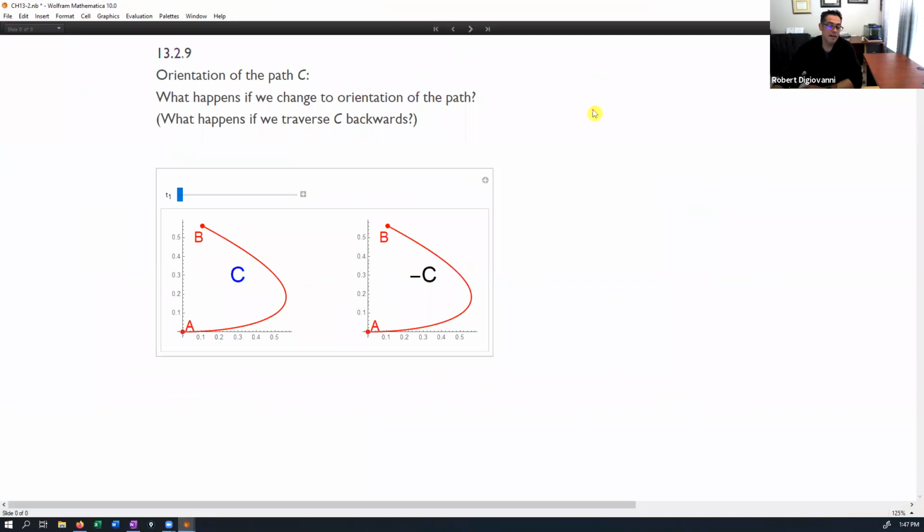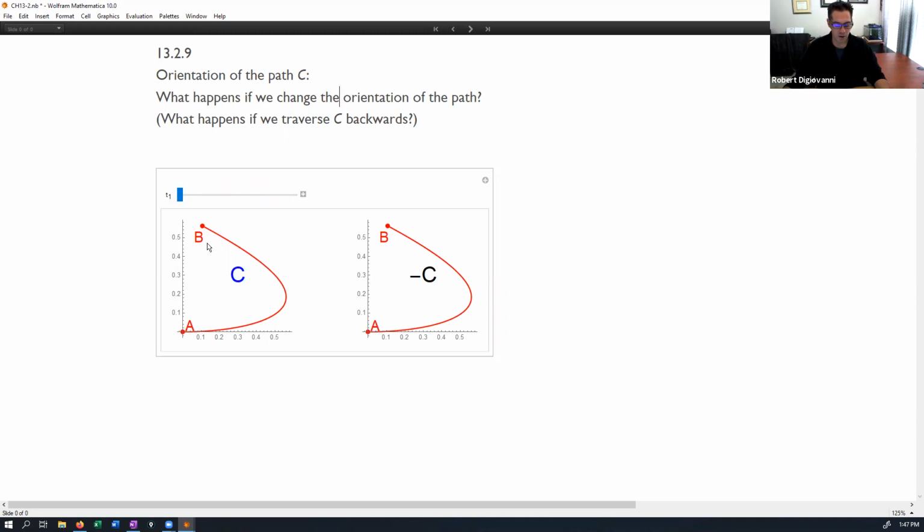Okay, now we finally have got to an interesting question here. What happens if we change the orientation of the path? In other words, what if we traverse the path backwards?